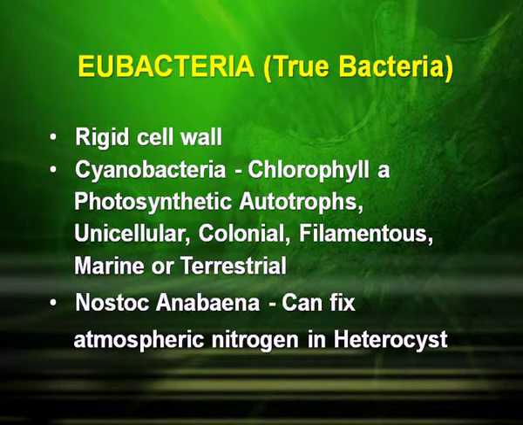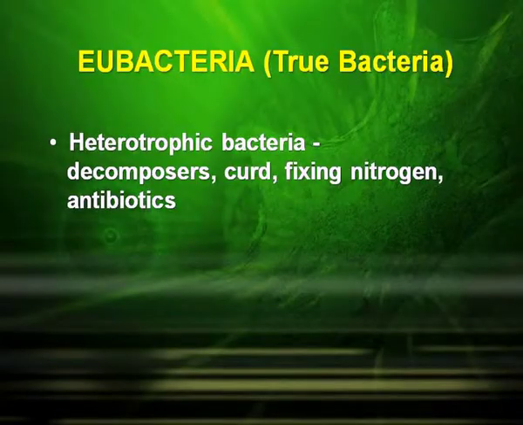Nostoc and Anabaena can fix atmospheric nitrogen in specialized cells called heterocysts. They have a mucilage sheath around their colony as well. The heterotrophic bacteria act as decomposers. They are also responsible for the preparation of curd from milk. They are able to fix nitrogen and help in the production of antibiotics.